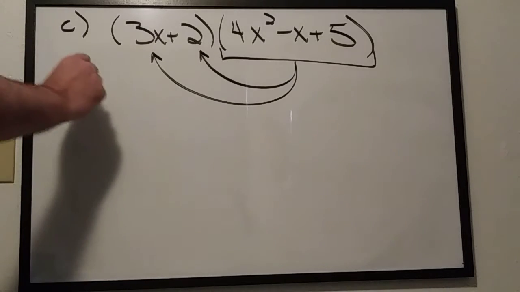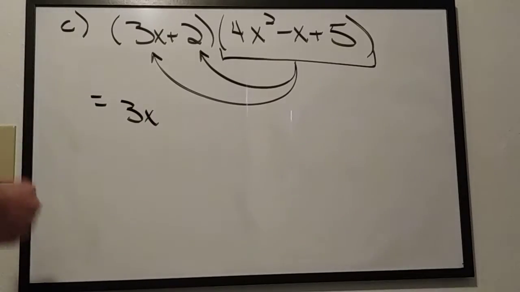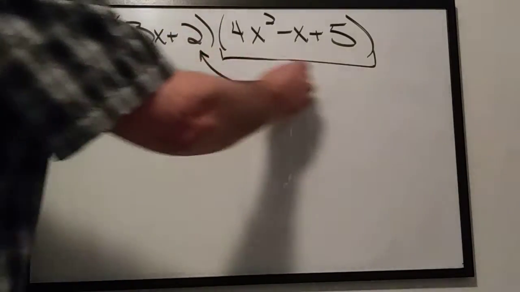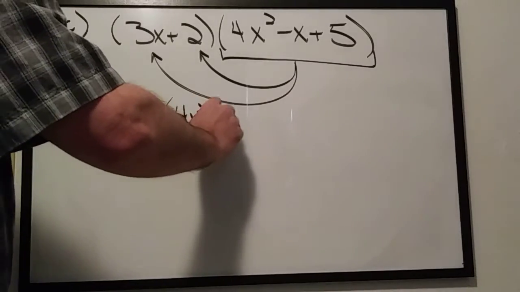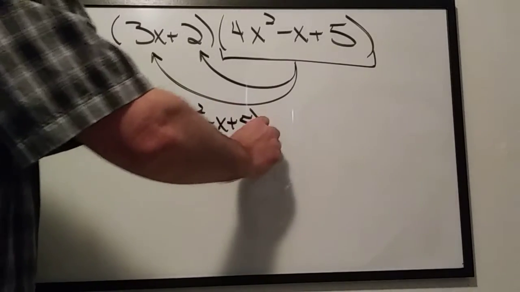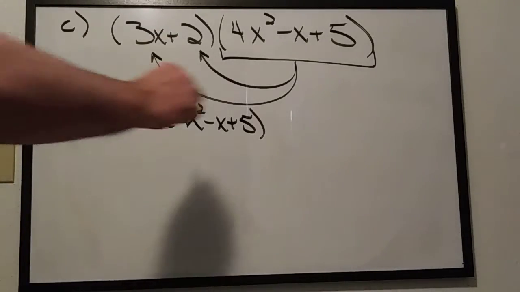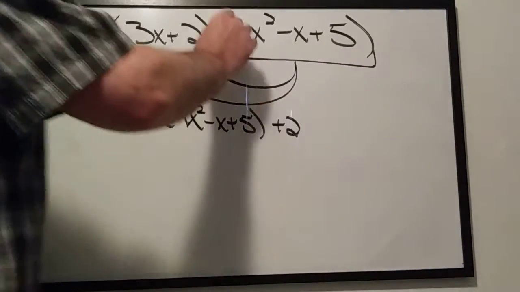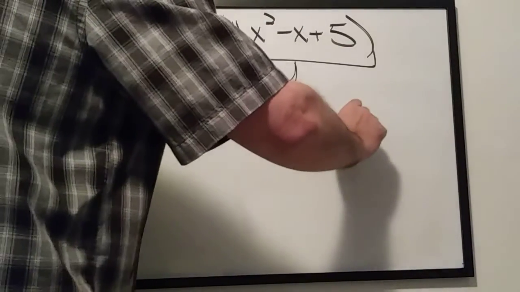So with that in mind then, I'm going to write down my first term from my first polynomial, 3x, and then I'm going to write down my entire trinomial, 4x squared minus x plus 5. Then I'm going to write down my second term from my binomial, positive 2, and then I'm going to multiply that times the entire trinomial, 4x squared minus x plus 5.